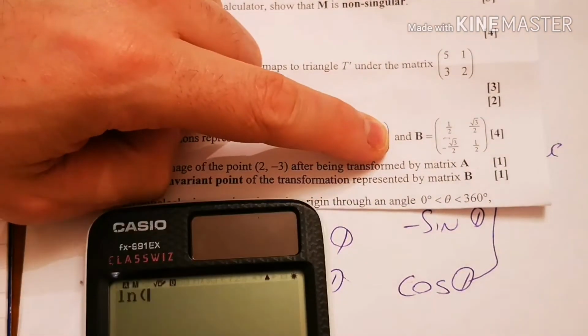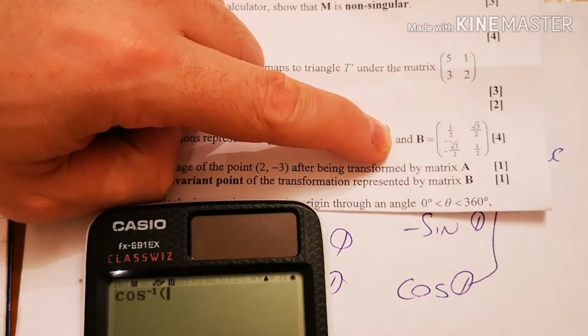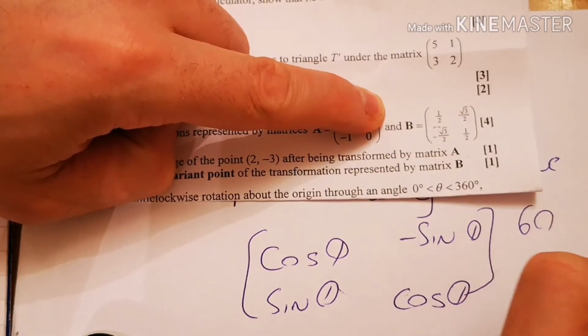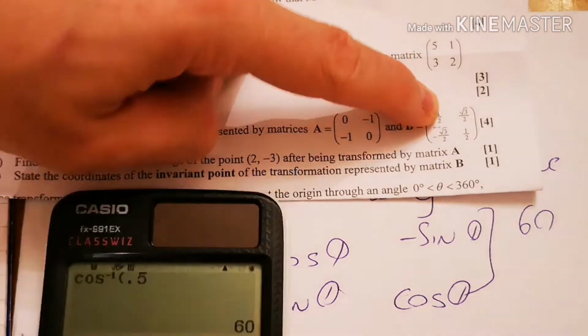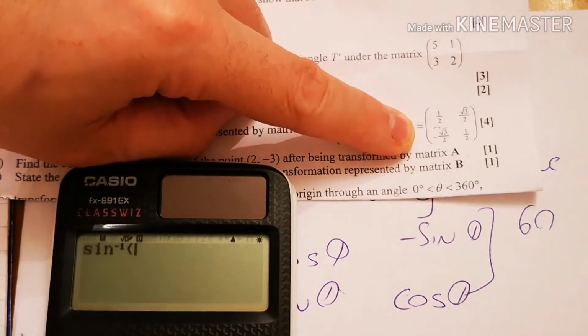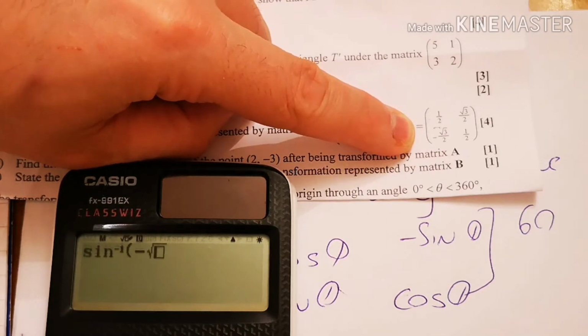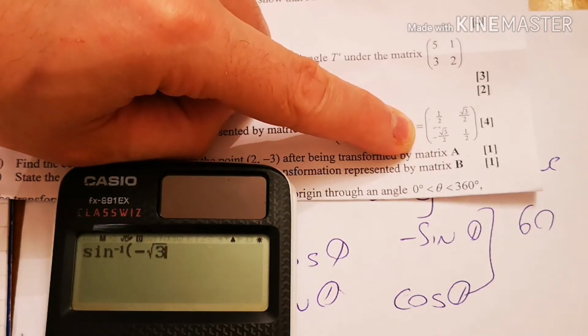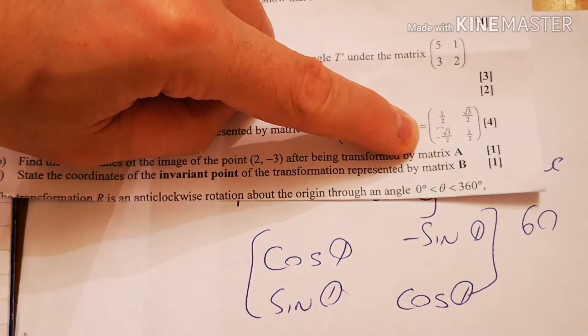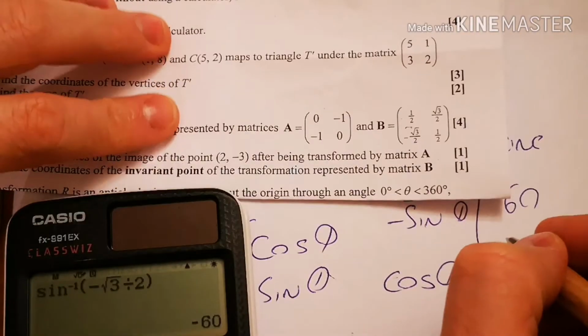So let's do the cos one, so it's cos inverse of 0.5, which is 60. So these two are 60, but let's just make sure. Let's do that one now. So let's do the sin inverse of minus root 3 over 2, which is minus 60.